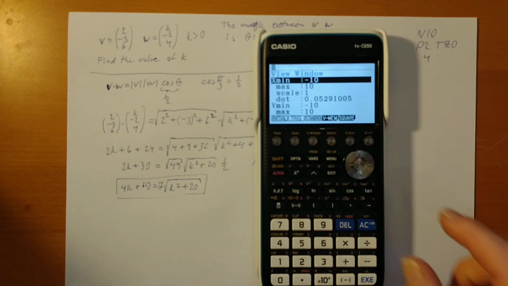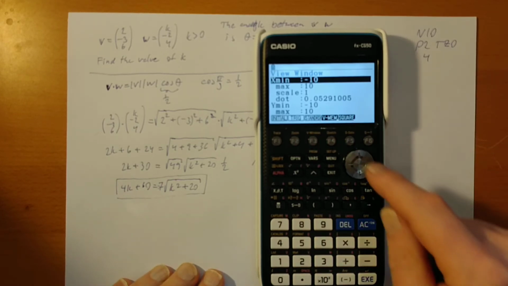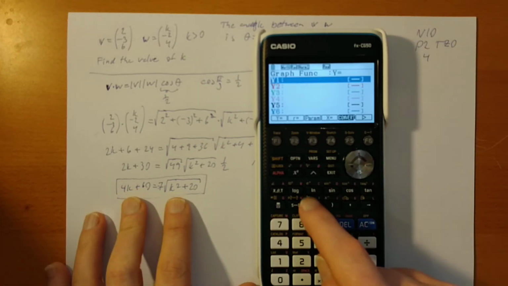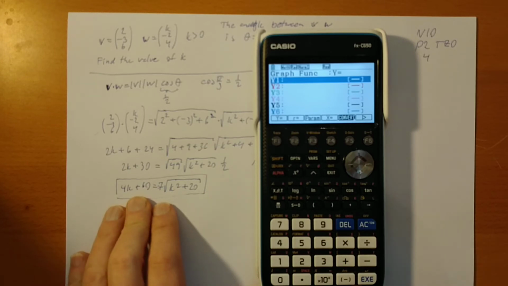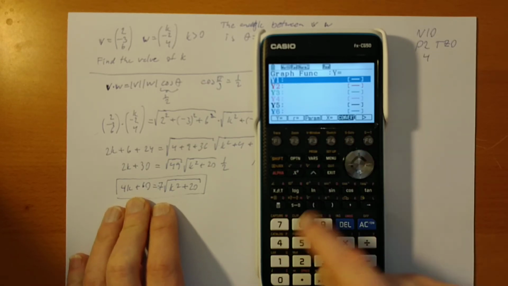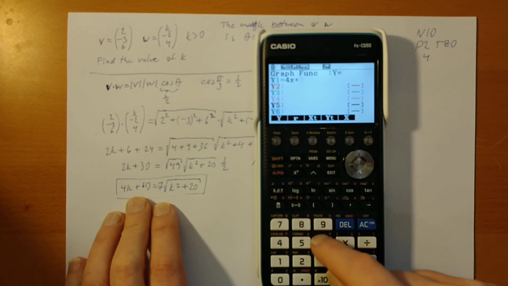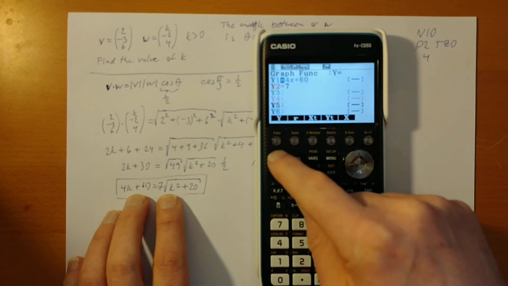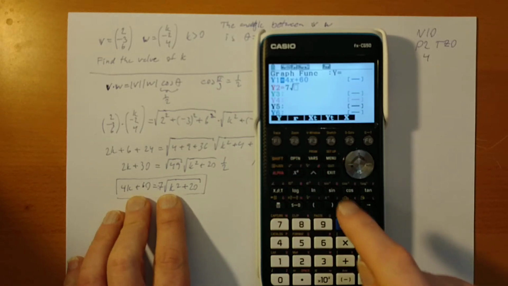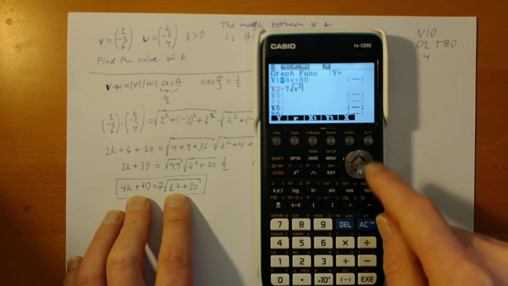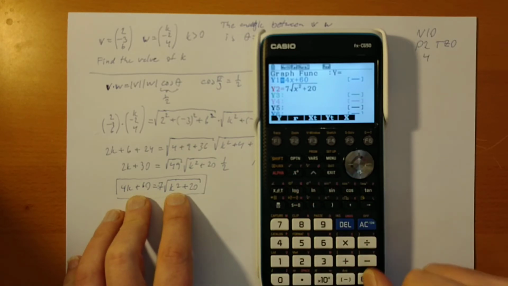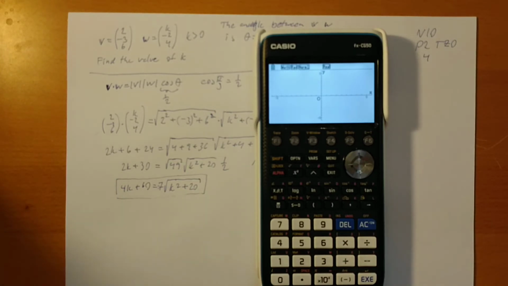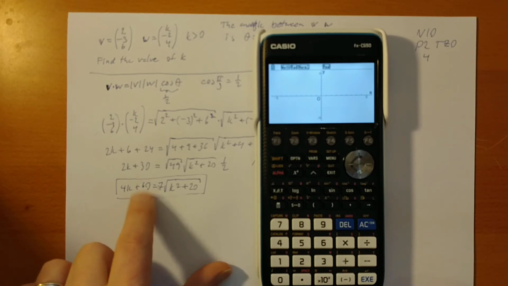Okay, so what we do in our calculator now is we enter these two equations. And of course instead of k, we want to write x because it's the only thing we can work with here. So 4x plus 60, that's the first equation. 7 times the square root of x squared plus 20 for the second equation. Draw, and we see basically nothing. And the reason for that is, of course, the graph is somewhere completely else. We can realize this from the 60 here.